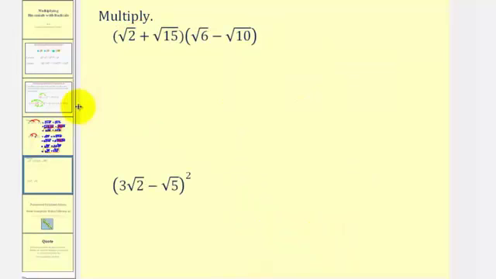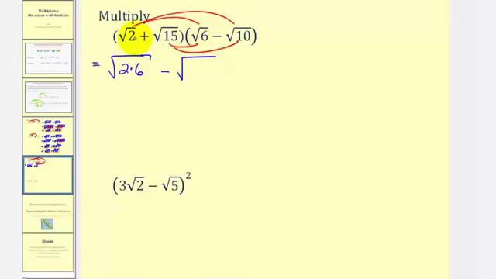Now let's take a look at two examples of a binomial times a binomial. So here we'll have four products, 1, 2, 3, and 4. So we have the square root of 2 times 6. Again, notice how both the 2 and the 6 are underneath the square root, minus the square root of 2 times 10. And then we have plus the square root of 15 times 6. And then we have minus the square root of 15 times 10.